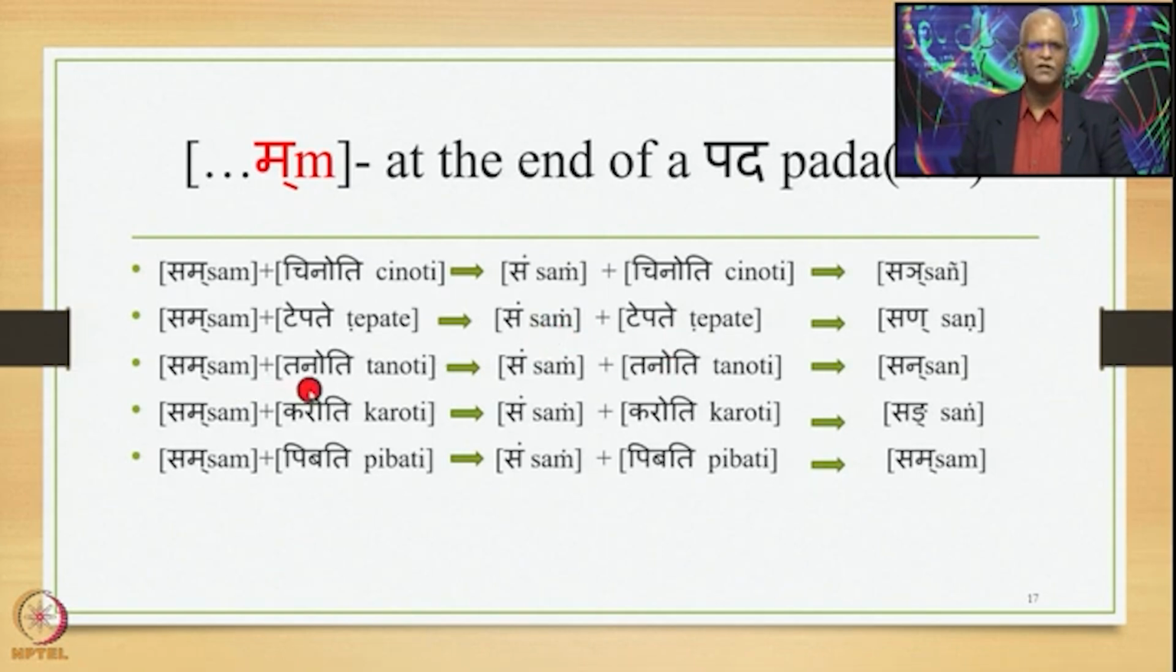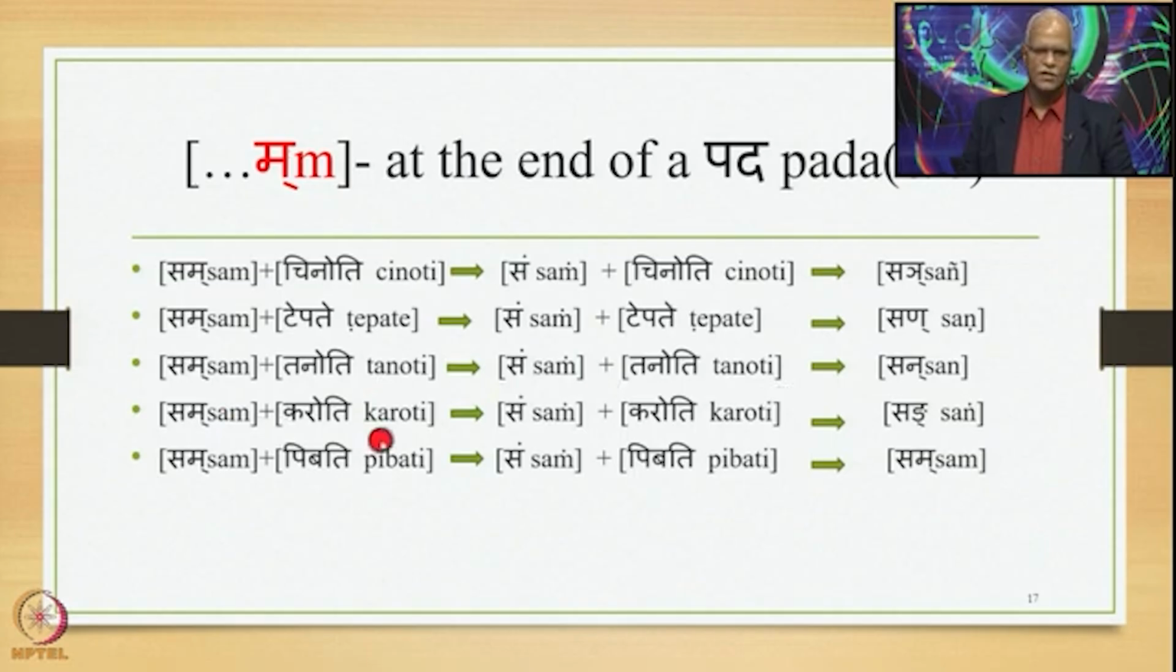Then we have sam plus tanoti, and this input is processed by 8323 and the output generated is sam plus tanoti. This becomes an input for 8459 and the output generated for this sam is the nasal parasavarna of t, which is na. So we have san plus tanoti as the output. This is optional, so optionally we also have the same over here, sam plus tanoti.